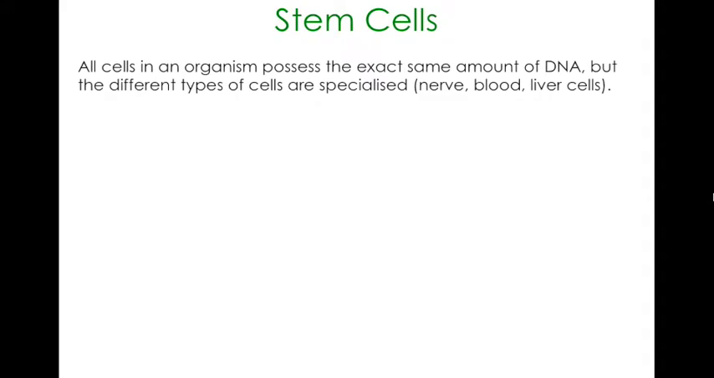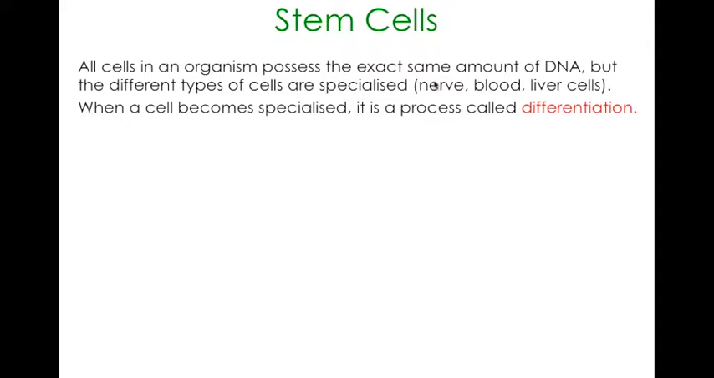Okay, so stem cells. Before we understand stem cells, we have to understand that all the cells in an organism will have the same amount of DNA, but not all of that DNA is used. Some segments of the DNA are used by certain types of cells. Those cells are what we call specialized cells. These can be your nerve cells, your blood cells or your liver cells, but the word specialized means that they have adopted a role and they are now locked into that particular role. So they've specialized in that particular area.